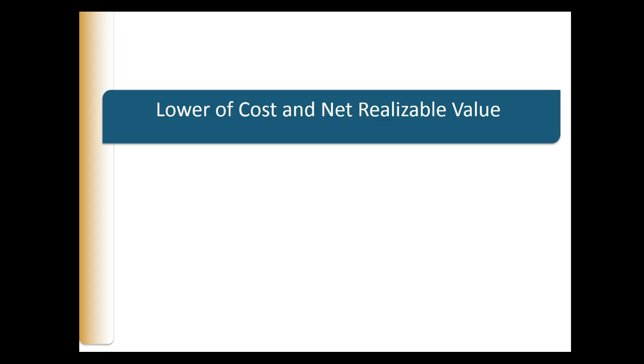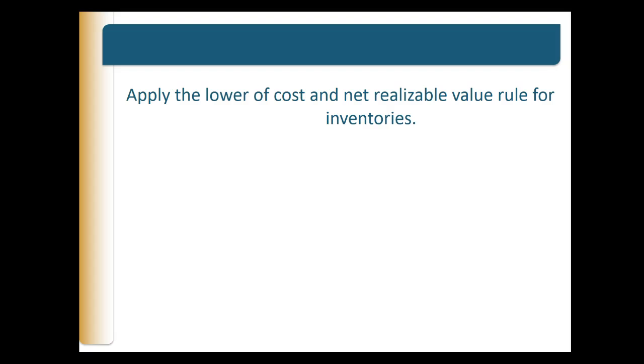Next, we're going to look at the lower of cost and net realizable value. Companies sometimes have old inventory that has fallen below its original cost. In those cases, should the inventory be reported at the reduced value or the original cost? We're going to look at that. So we're going to talk about how we go about applying the lower of cost and net realizable value rule for inventories.